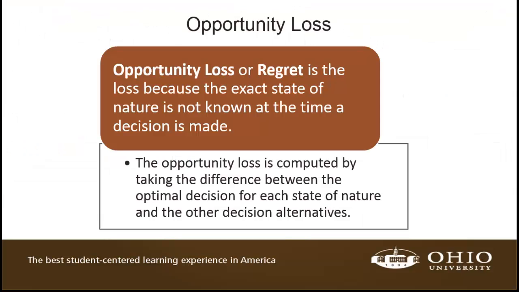Okay, now let's look at the second of those probability-based calculations that we talked about earlier. Let's look at opportunity loss. Opportunity loss, also known as regret, is the loss because the exact state of nature is not known at the time a decision is made. What that really means is we want to know, if we had known the state of nature, how much did we lose by making the choice that we made.